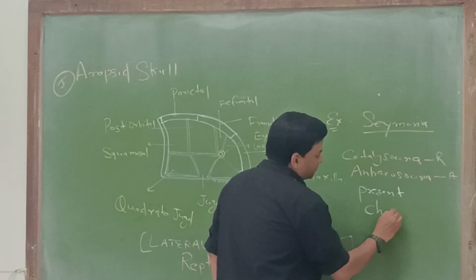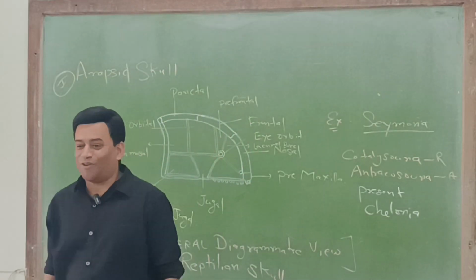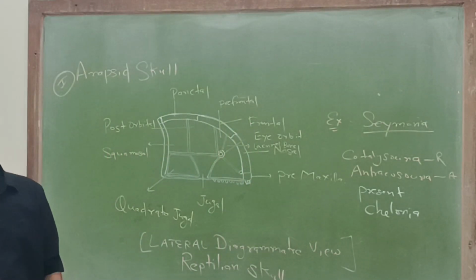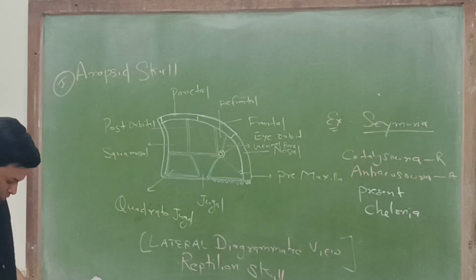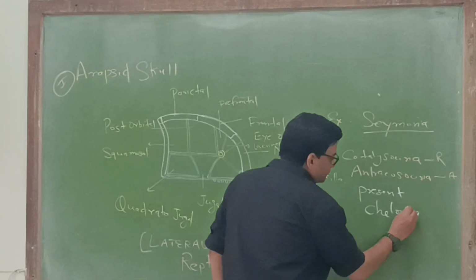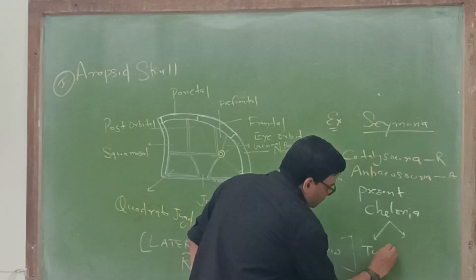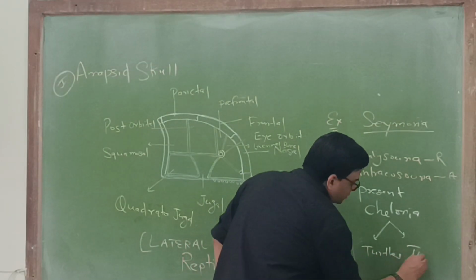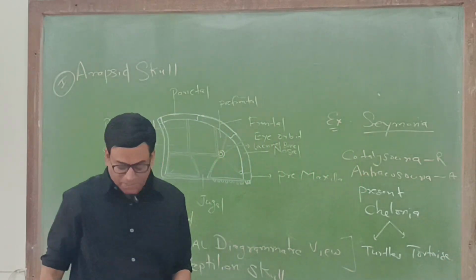Chelonia. That means all the turtles and tortoises. Write down. All the turtles and tortoises. This is the name of the group, Chelonia. And Chelonia consists of turtles and tortoises. And there are terrapins also.